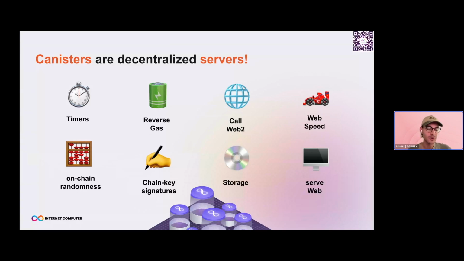So the first feature I want to talk about are HTTP outcalls. HTTP outcalls allow canisters on the Internet Computer to call into Web 2 services, like, for example, an exchange rate API or an RPC provider. And that is without any additional infrastructure needed. So as a developer, you can just use this feature out of the box.